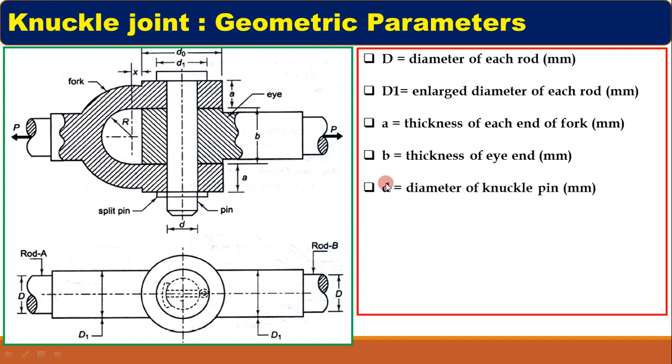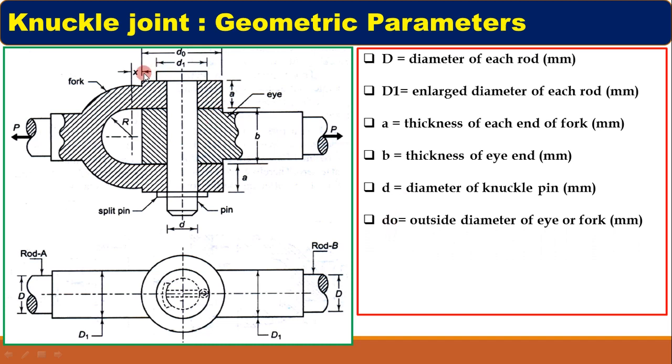Then small d. Small d is the diameter of this pin. So this pin is shown here, which is inserted into the common hole of these two fork ends and one eye end. So this pin is inserted between the two holes of fork ends and one eye end, and this pin has diameter small d.